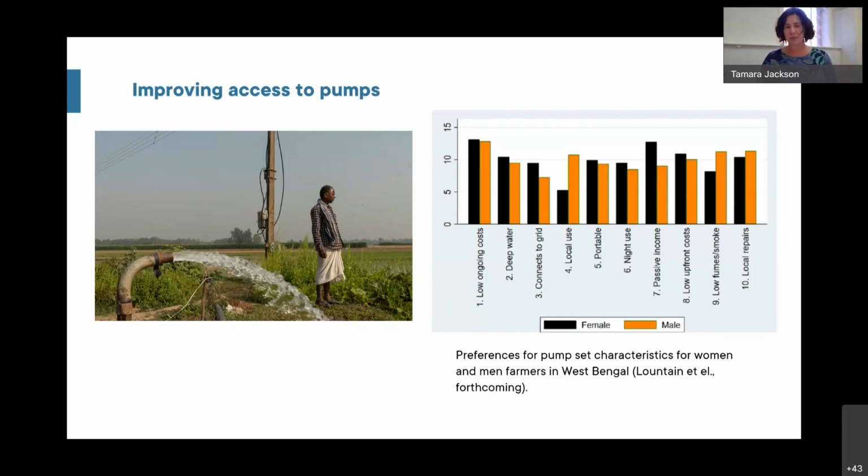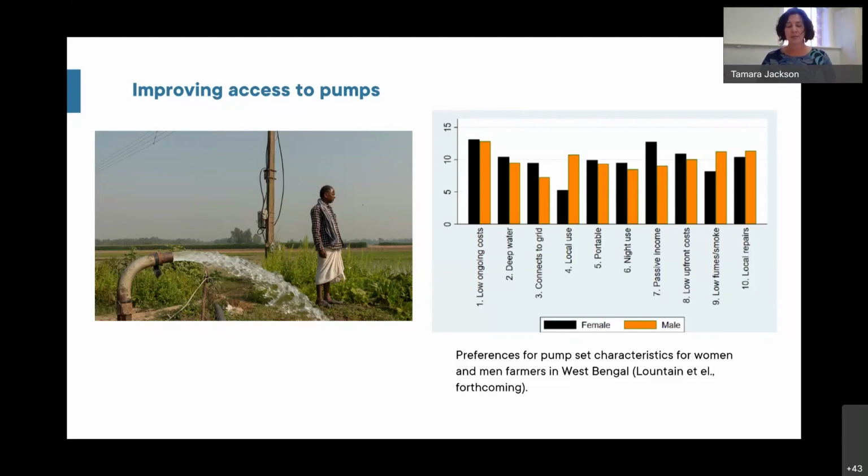So subsidising pump ownership in traditional ways benefits people who traditionally own pumps, which is men and larger farmers, but doesn't necessarily mean that women or tenant farmers will get as much gain from that. And you can see on the right there a graph from Sophie Lountain in Lynn's project that shows the preferences of farmers for different pump characteristics, which differ between genders.